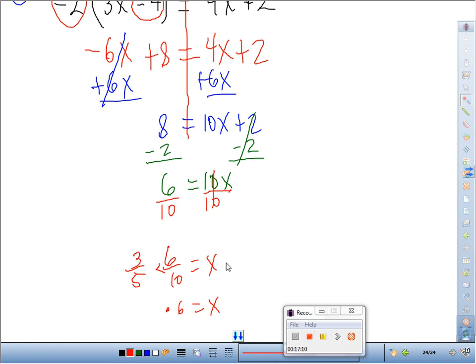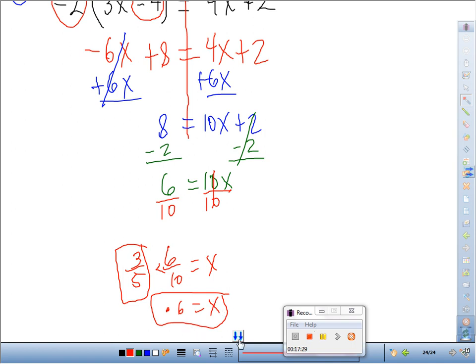But couldn't you have just moved the decimal over 1 since it's 10? Isn't that a rule? No, I want you to show me the steps. Okay. Yes. Right. So the correct answer is x equals 3/5 or x equals 0.6.